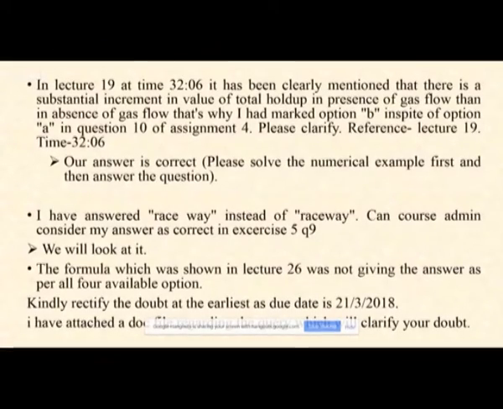Okay, this is in lecture 19. It has been clearly mentioned that there is a substantial increment in the value of total hold up in presence of gas flow than in absence of gas flow. That is why I had marked option B in spite of option A in question 10 of assignment 4. Please clarify, with reference to lecture 19.